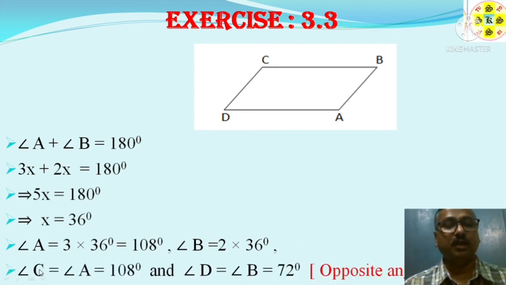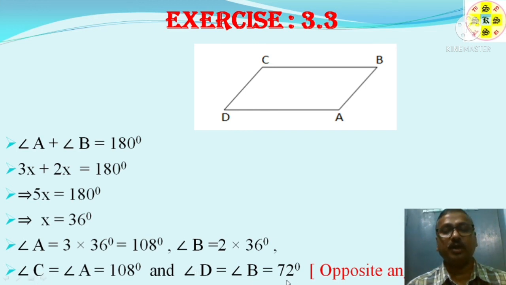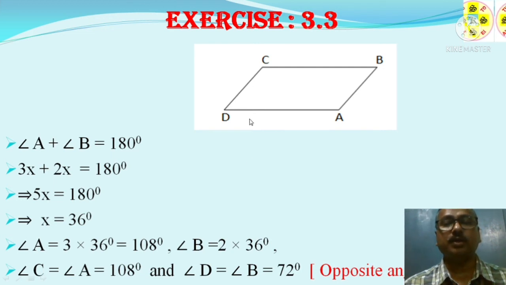Therefore angle A equal to angle C, 108, opposite angles, and angle B equal to angle D, 72, opposite angles. So there are two types of angles only. If A is 108, B is 72, C is 108, D is 72. That is all the angles you have to write: angle A equal to 108, angle B equal to 72, angle C equal to 108, angle D equal to 72. So this was the question where the ratio of the angles is given and in a parallelogram we have to find all the angles.